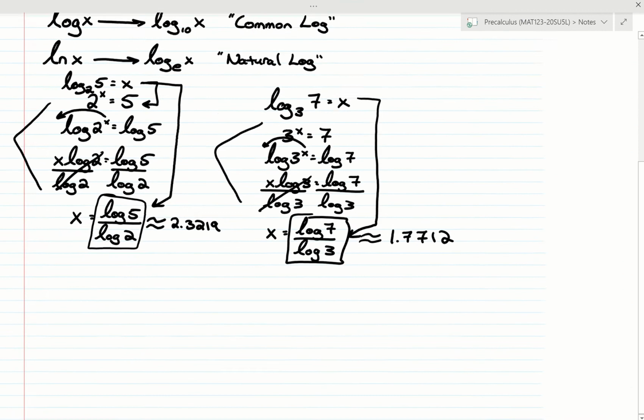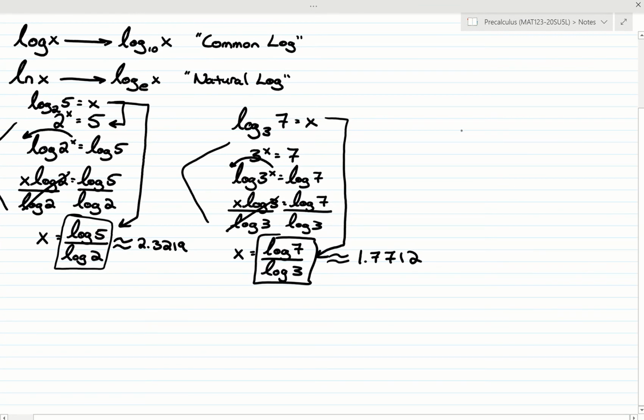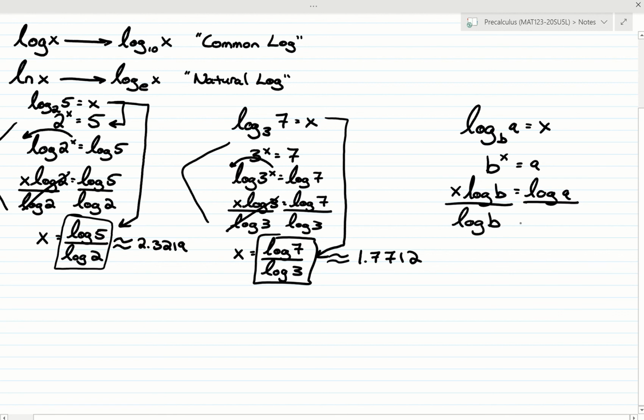If we generalize this pattern and we use variables instead of numbers, look what happens. The log base b of a is equal to x turns into the base to the x power is equal to a. Taking the log of both sides, we could bring the x down. And this is actually the change of base theorem. What the change of base theorem says is no matter what base you start with, you could convert it to a common log and just simply use this.